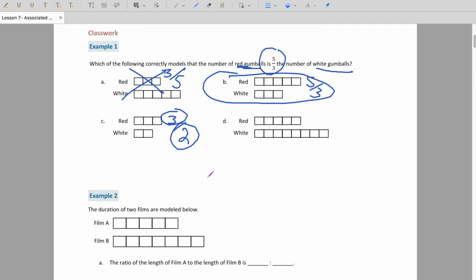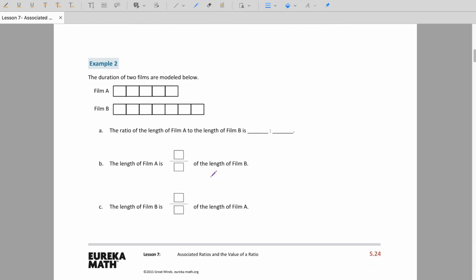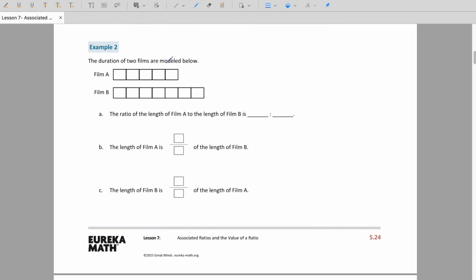All right, let's go down to example number 2. Example number 2 says the duration of 2 films are modeled below. Film A is 1, 2, 3, 4, 5 long, and film B is 1, 2, 3, 4, 5, 6, 7 long. The ratio of the length of film A to the length of film B is 5 to 7. The length of film A is something of the length of film B. We're talking about film A first, so that goes in our numerator, 5, and our denominator is going to be 7. The length of film A is 5/7 of the length of film B.